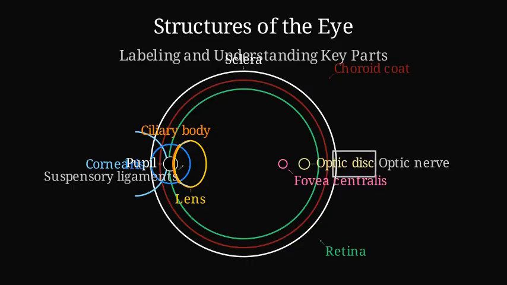Finally, the optic nerve carries visual information from the eye to the brain. Think of it as the cable that sends the image data from your retina to your visual system.